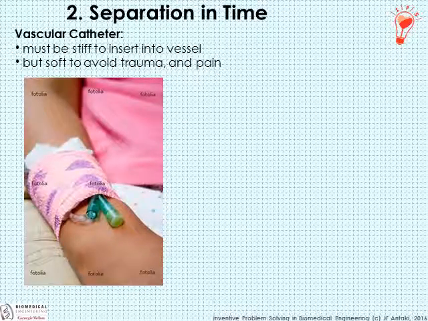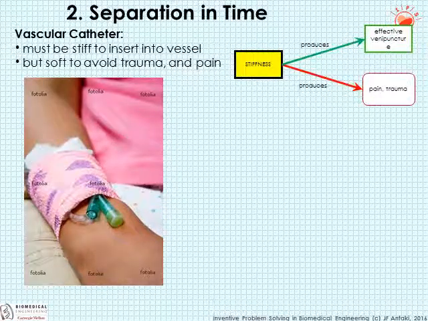Moving on now to a medical example, that of a vascular catheter. If you've ever had one of these inserted or seen one inserted, you understand this is a tube that needs to somehow get plugged into your vein. And to do so, it obviously needs to be stiff in order to penetrate the skin and get into the vessel. On the other hand, once it's in place, you don't want it to remain stiff because it can cause trauma and pain. So the contradiction is the stiffness of this device is necessary to be effective for its initial function of venipuncture, but once in place, it produces pain and trauma.